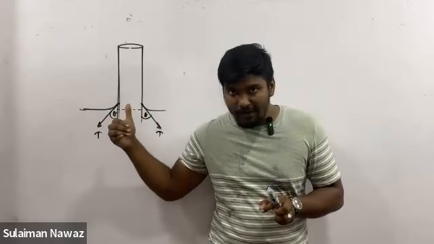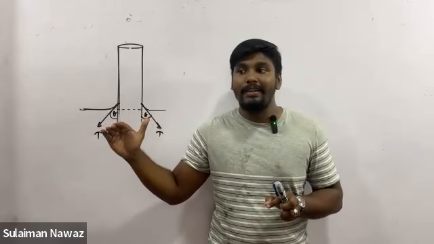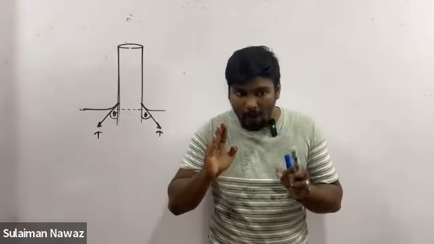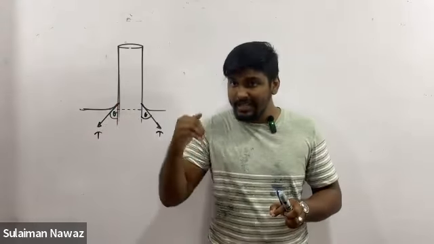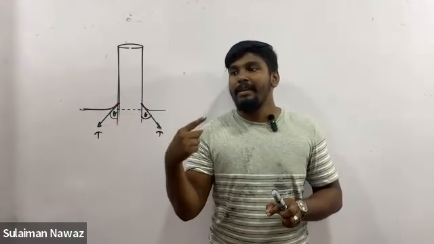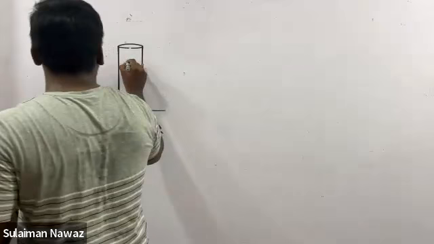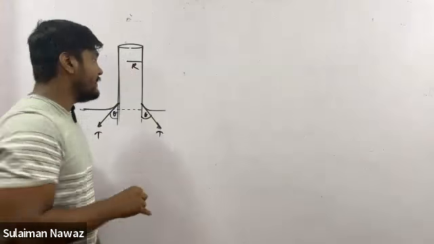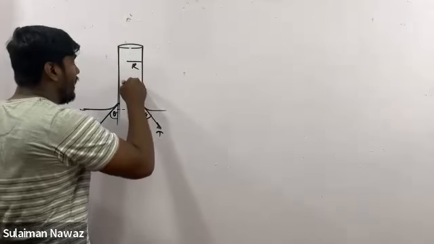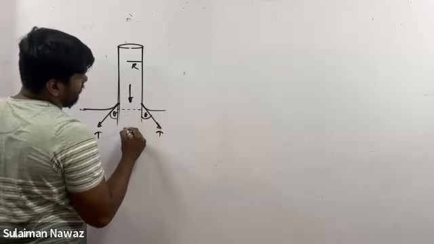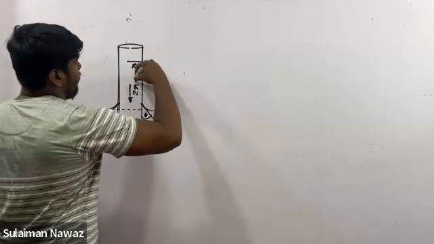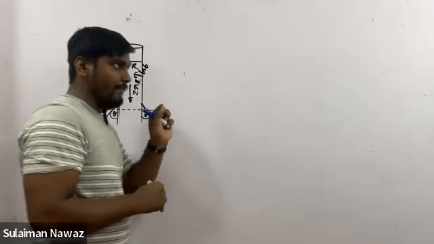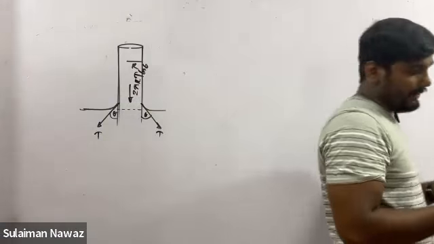If I resolve this T into perpendicular components, T cos theta down, T sin theta away, all the T sin theta components will be cancelled out. The resultant surface tension force acting on this solid is in the downward direction, T cos theta into the perimeter. If I say the radius is capital R, it is 2 pi R into T cos theta. The resultant surface tension force acting on this object is 2 pi R T cos theta, acting vertically downward.